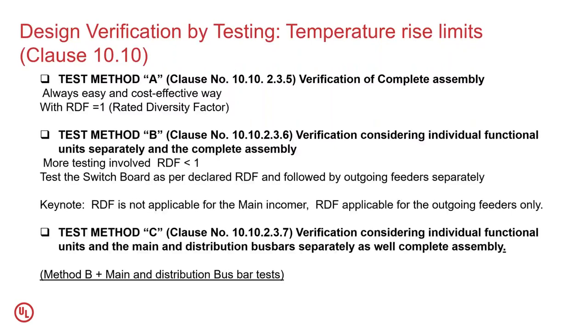So test method A is the full assembly with RDF 1. Test method B is when you declare a rated diversity factor below 1. And test method C is very important: verification considering individual functional units and the main and distribution busbar. Basically, it is method B, what I mentioned, plus the main and distribution busbar. For example, if in a switchboard you declared a separate rating for the main horizontal busbar, or sometimes manufacturers declare different ratings for the vertical busbar also, then I need to apply 10.10.2.3.7 under IEC 61439. The popular method adopted by all manufacturers is test method A with RDF 1, clause number 10.10.2.3.5. Clear?